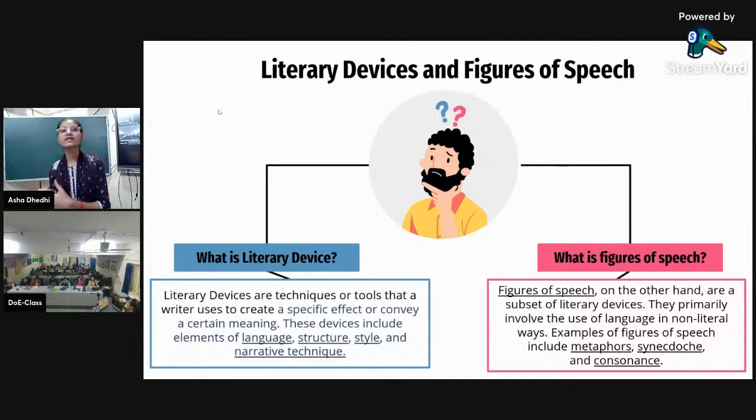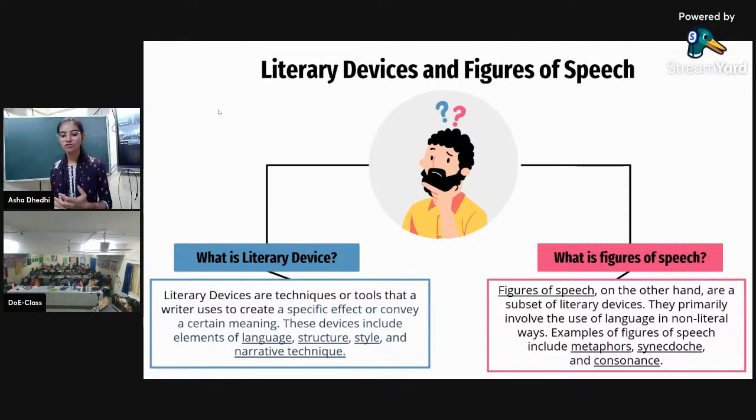Certain changes within the structure of a writing. Then there are certain devices related to style of writing, then certain devices related to the narrative techniques. Now the second thing is what is figures of speech. So figures of speech, on the other hand, are a subset of literary devices. As I have already said, figures of speech is a part of literary devices.